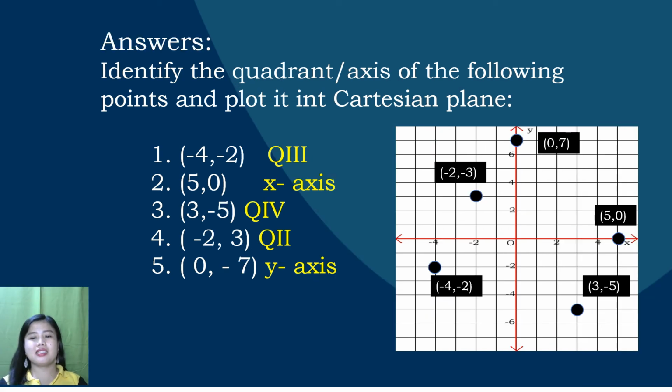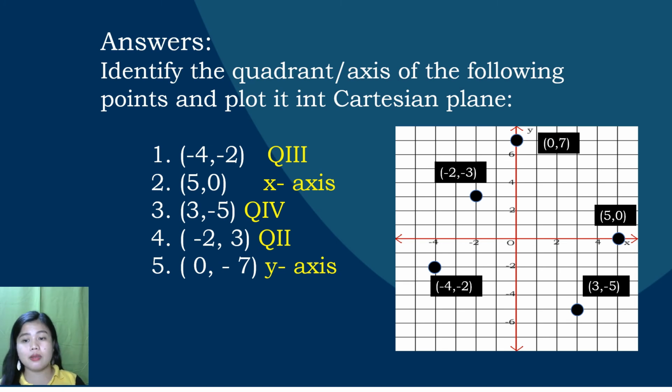Okay, did you get the same answer? Yes. (-4, -2) is located in quadrant 3, since the two coordinates are both negative. (5, 0) is located at the x-axis. We cannot say it's quadrant 1 or quadrant 2 since it is on the x-axis.